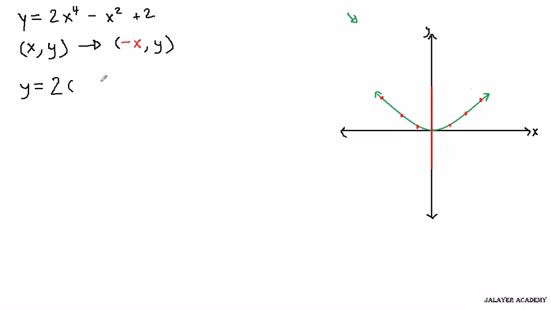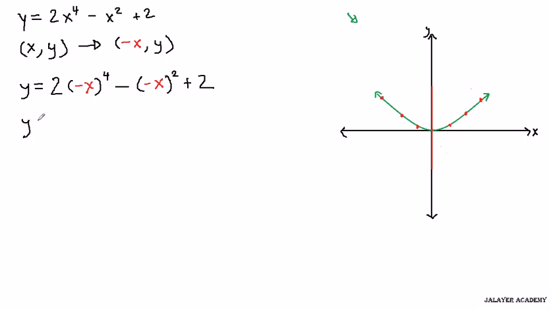Actually, let's stick with putting it in red. To the fourth power minus negative x squared plus 2. Okay, so I put the negative x's in red so that you see everywhere here that we see an x, we replaced it with negative x. And now let's simplify this.